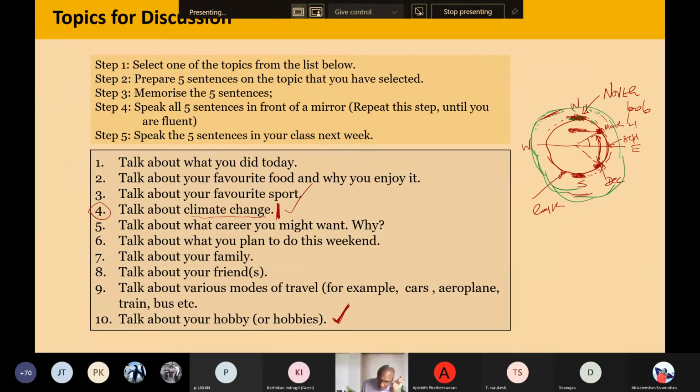So it's very important, that's why we need to study about climate change. So it's a good topic to study. Okay?